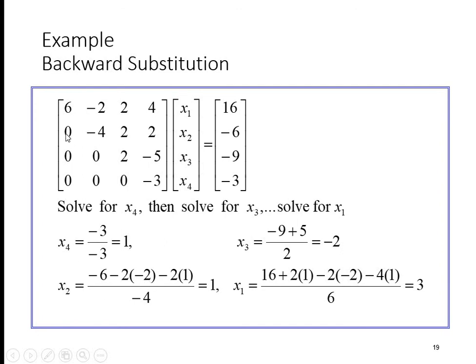And then again for x2, using this one, 0 times x1, this one minus 4 times x2, this one 2 times x3 is 2x3, 2 times x4 is 2x4, this should be equal to minus 6. And then make x2 the subject of the formula, and then substitute for x4 and x3. You should be able to get your x2 to be equal to 1.